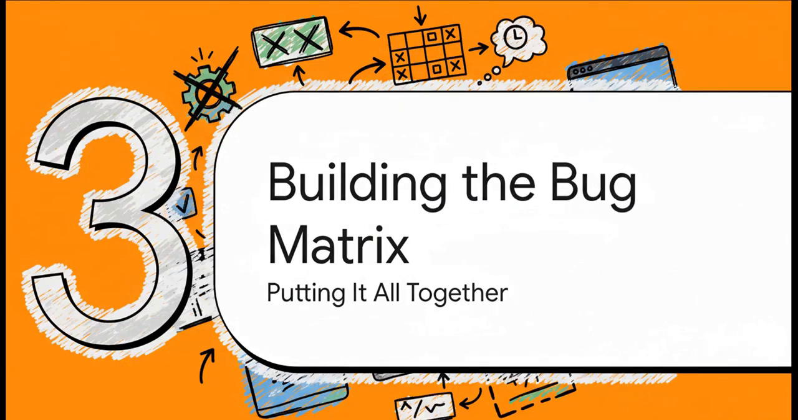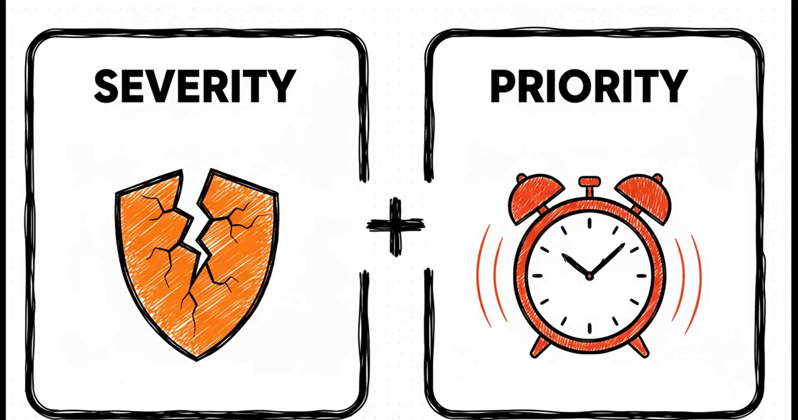Okay, so we've got severity, that's the impact, and we've got priority, that's the urgency. Now, this is where it all comes together. This is the cool part. Developers combine these two ideas into one super powerful tool that tells them exactly what to work on next. It's called the bug matrix. So let's just recap really quick before we see the whole thing. Severity, how big is the problem? Priority, how fast we fix it. One is about function, the other is about time. Got it? Okay, let's see how they work together.